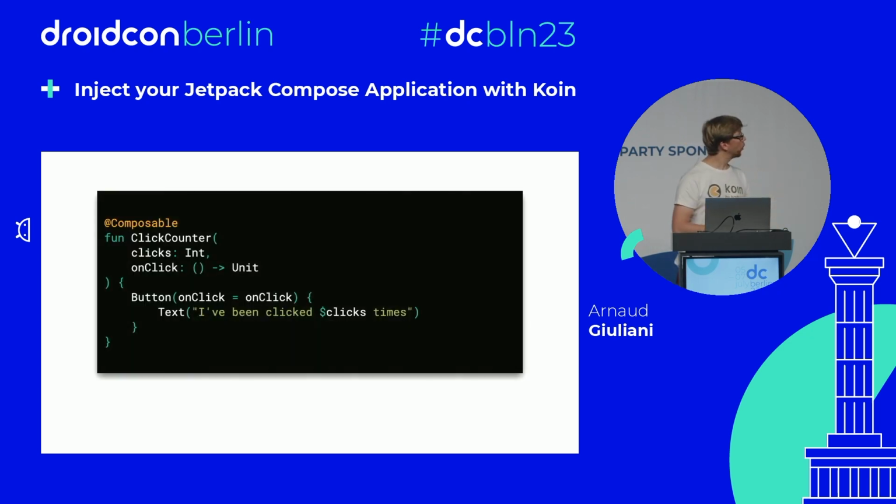Let's take a quick example here. It's a click counter composable. You see here the function signature is just clicks. We pass a number of clicks, and we have an on-click function where we want to click back and then increment the number of clicks on this function. And then here we are printing the number of clicks, and we are using the on-click function here. Really something basic, and this is one of the most basic components that you have here.